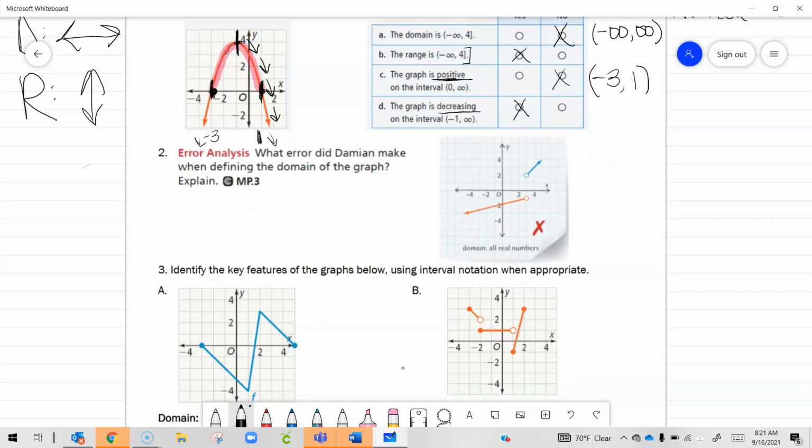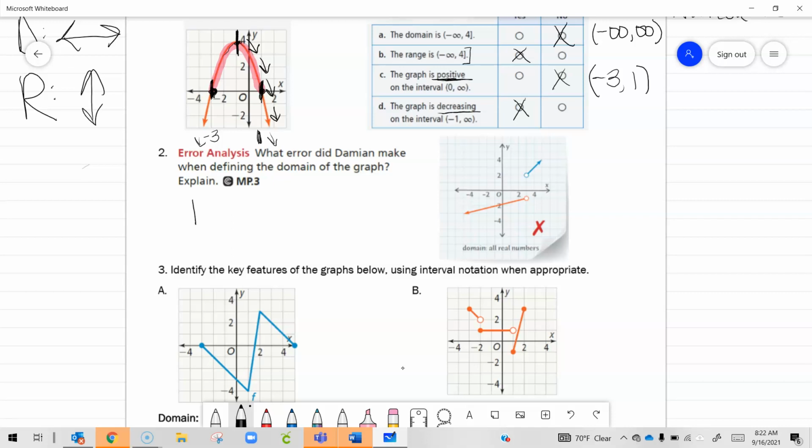Moving down to number 2, we are looking at an error analysis, and it's asking what error did Damien make when defining the domain of the graph. The domain stated was all real numbers. But remember that open dots mean that we do not want to equal that value there. All real numbers means every value is included, but we see that 3 should be excluded.